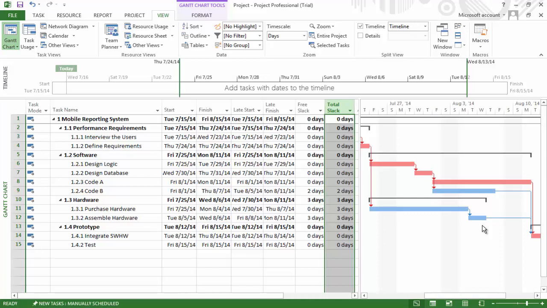Being able to distinguish the difference between free Slack and total Slack is important because only then is one able to determine how much Slack is truly available. If we look at the schedule again, the difference between the two types of Slack is unclear. We might conclude that purchasing hardware has 3 days of Slack and assembling hardware has 3 days of Slack, when in fact the two activities share these 3 days of Slack.